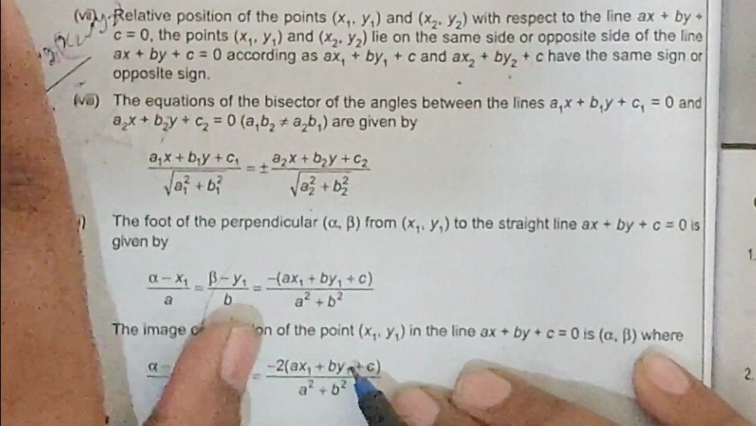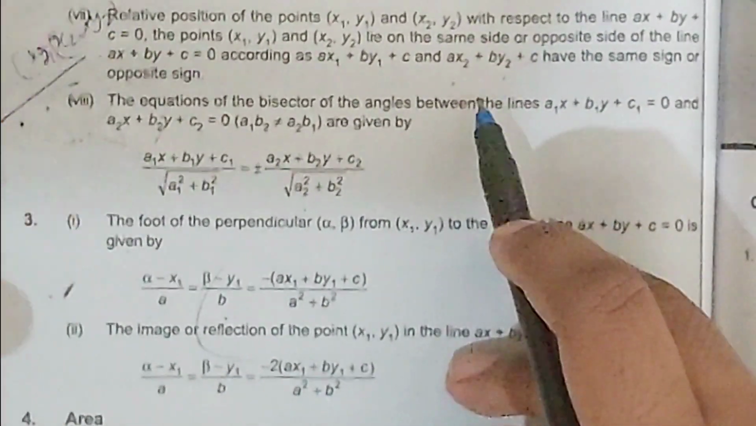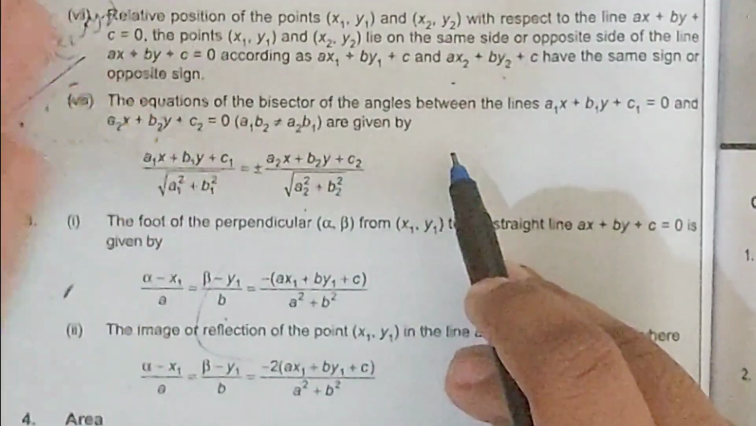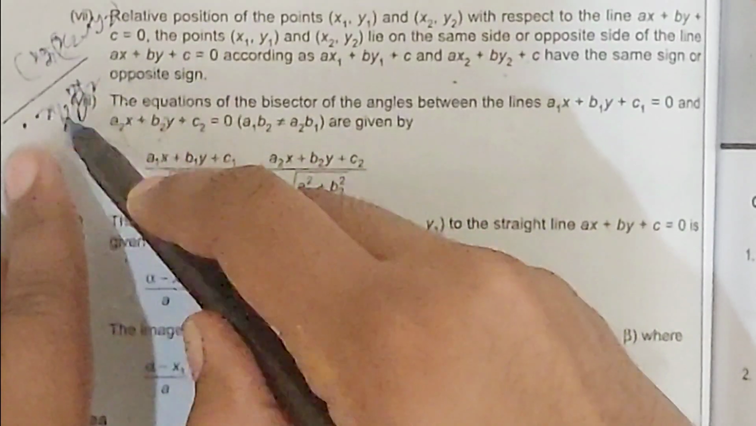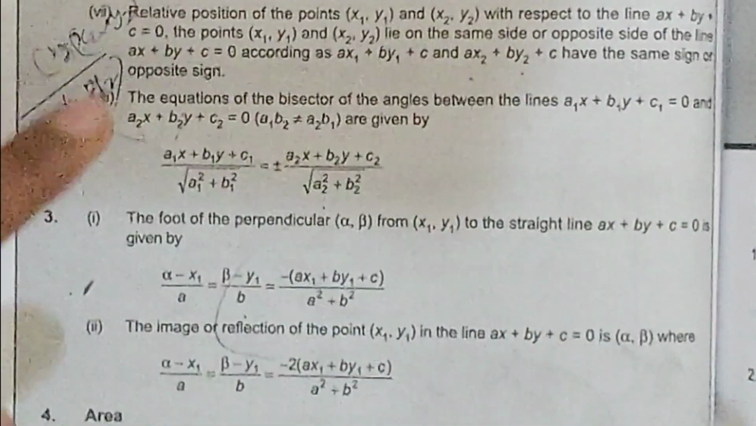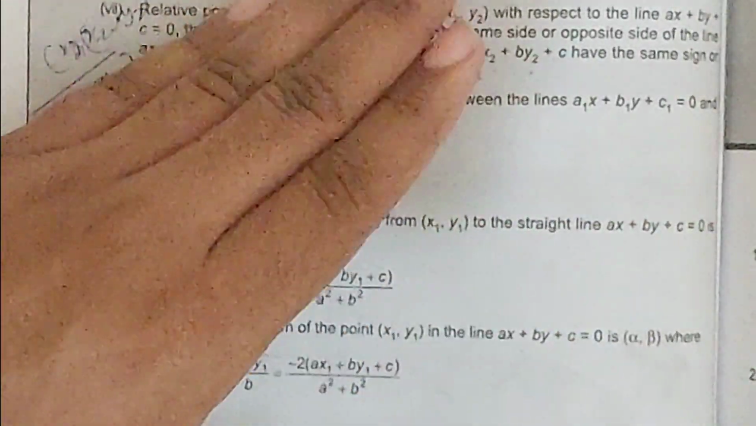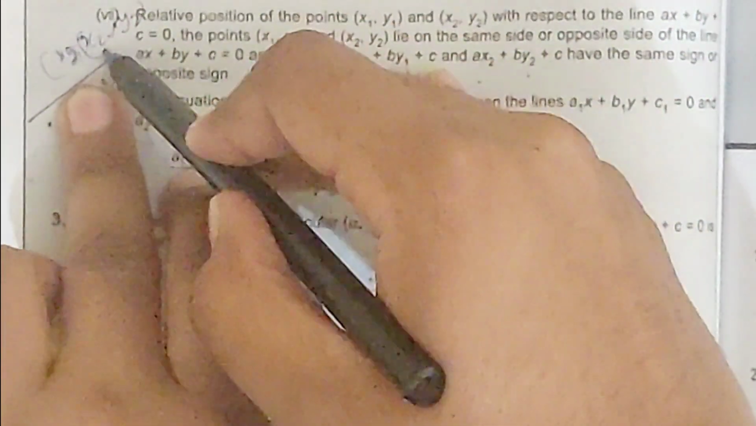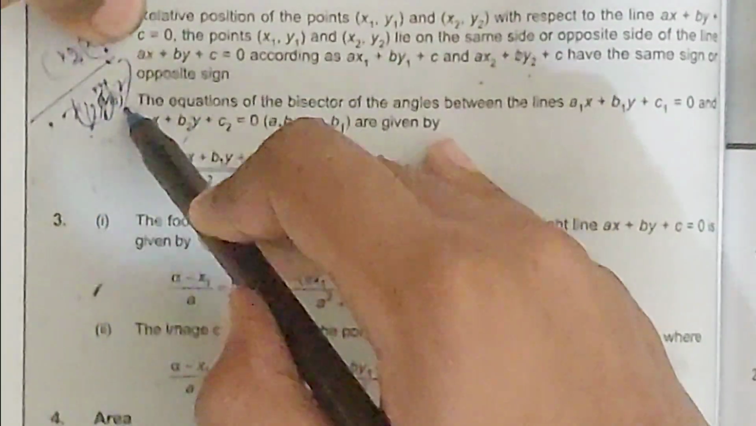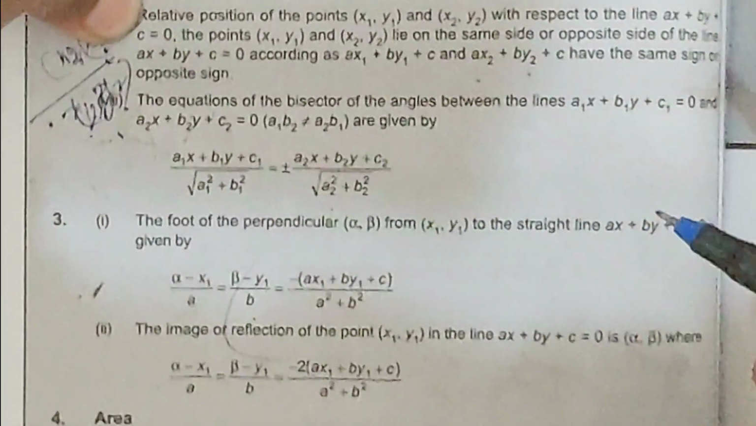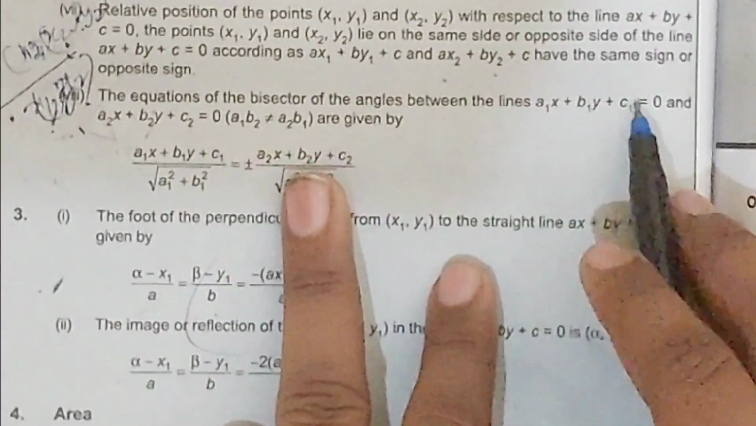It just means that if they are on the same side, they both will have the same sign. But if they are on the opposite sides, for example x2, y2 is on this side, then they will have negative signs. They have different signs. That's what I'm saying. If x2, y2 is on this same side, then they will have the same sign. But if x2, y2 is on this side and not here, then they will have different signs. That's what it means: same side, same sign; opposite sides, different signs.